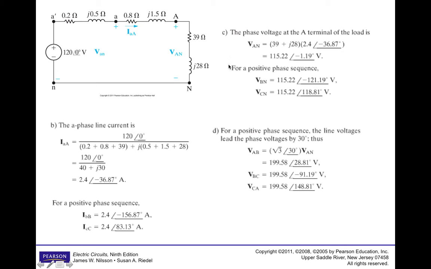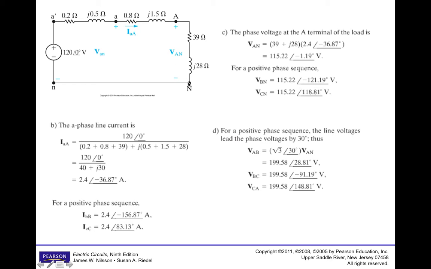Part C of this problem asks us to determine the phase voltage at the terminals of a load. So once again, working only with the A phase because we're working with our single phase equivalent circuit. What we want there is the phase voltage at the A terminal of the load. What that means is find the A terminal of the load, find the neutral, and the phase voltage is that voltage drop at the load.